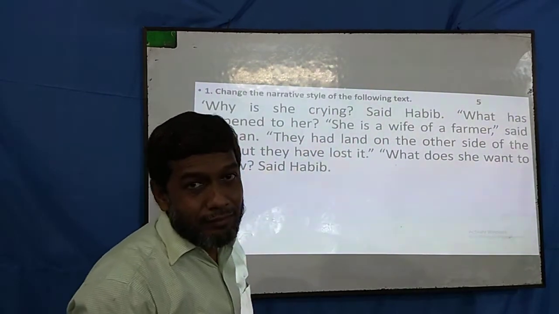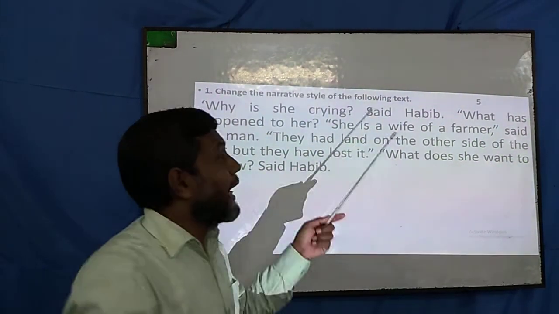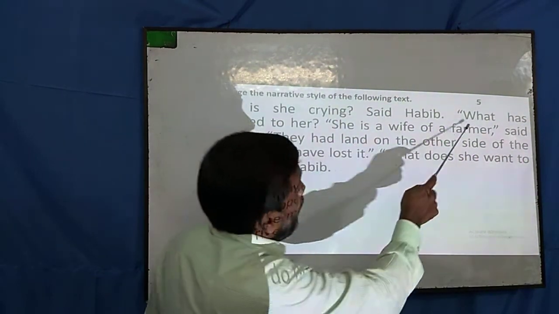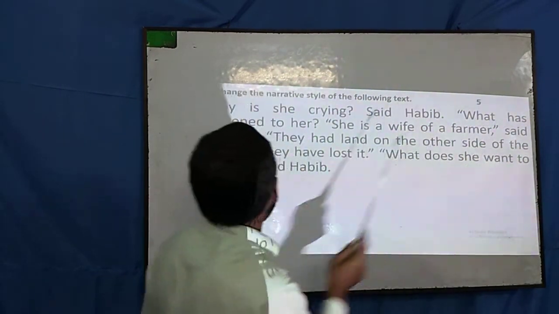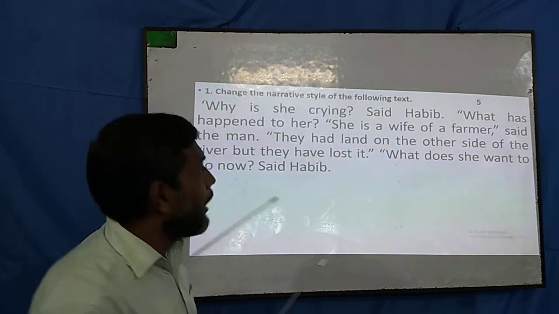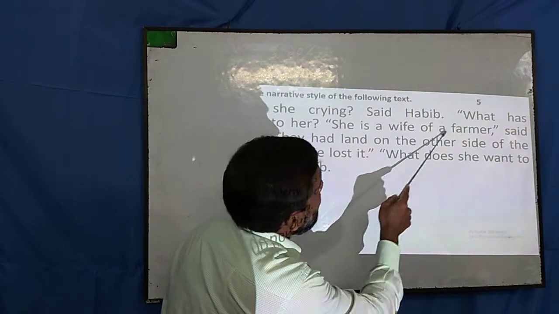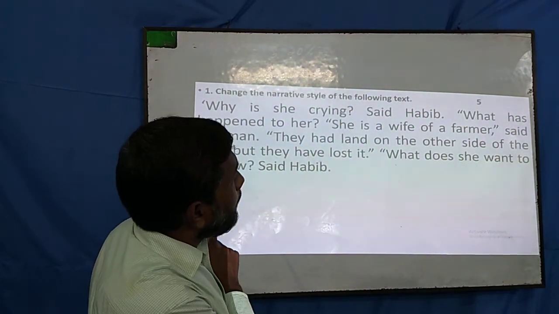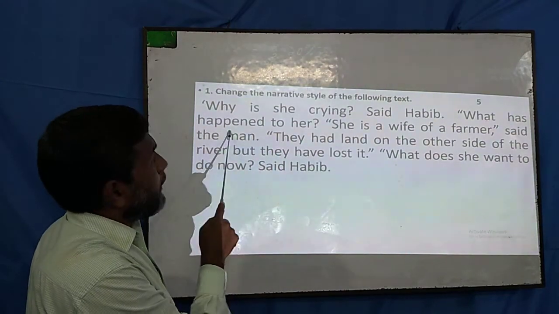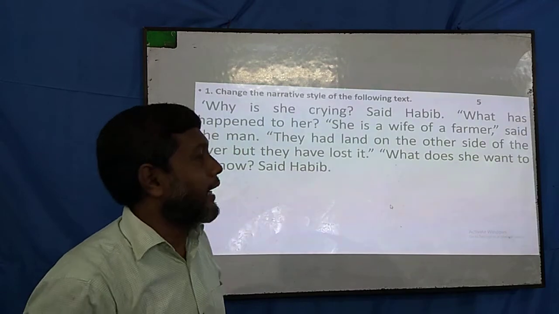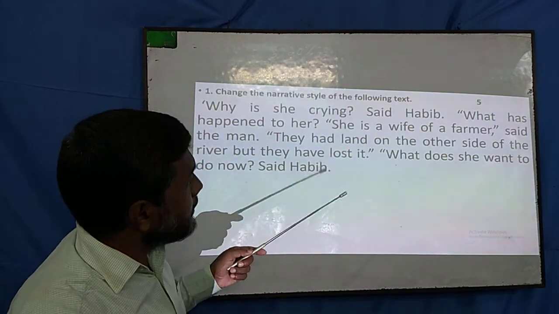So Habib further asked, because as this is the second lecture, so Habib further asked what had happened to her. Now, she is a wife of a farmer. So, who is the speaker of that reported speech? This very man is the speaker. So, this very man will be the listener here. Then again I will arrange it.